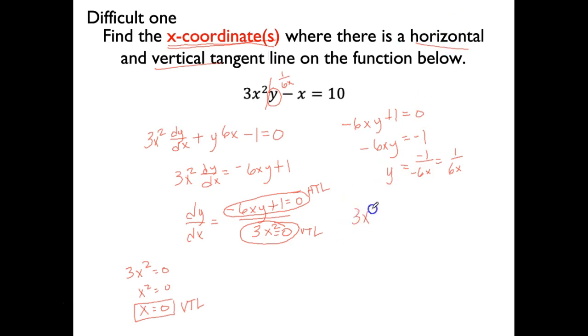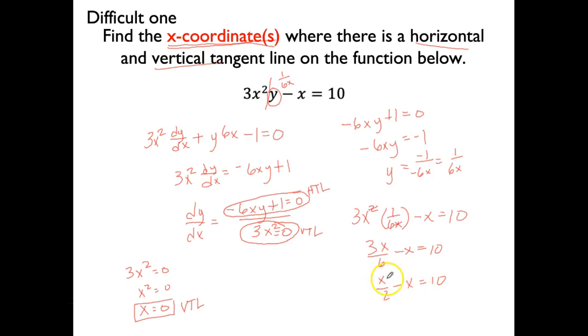So we got 3x squared times 1 over 6x, minus x, equals 10. Now it looks difficult, but it's very easy. The x squared and the x can cancel out, so we only have one x on top. The 3 and the 6 divide, so I'll just rewrite it at that point: 3x over 6 minus x equals 10. Because the x squared and the x canceled, we're left with just an x on top. This can be rewritten as x over 2, because 3 divided by 6 is a half, minus x equals 10.